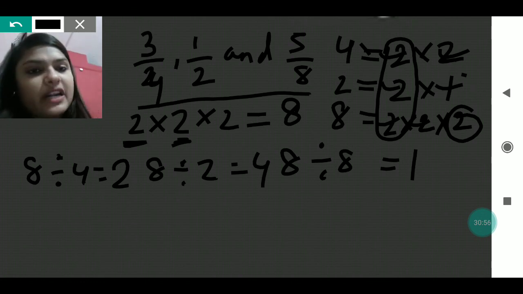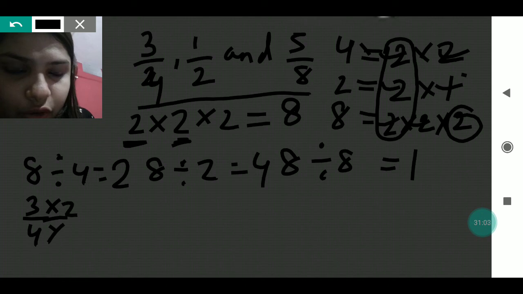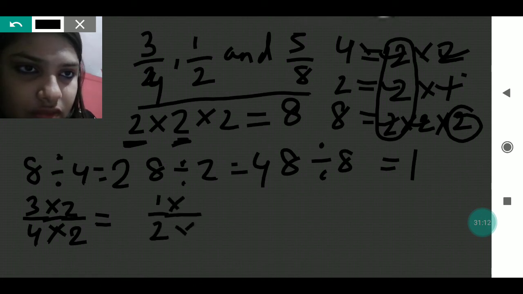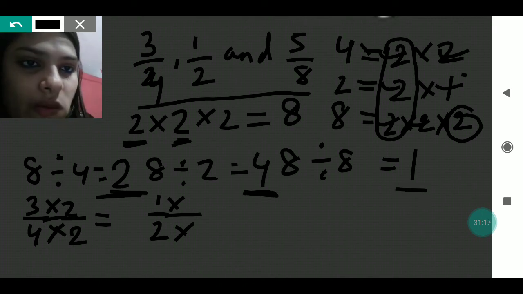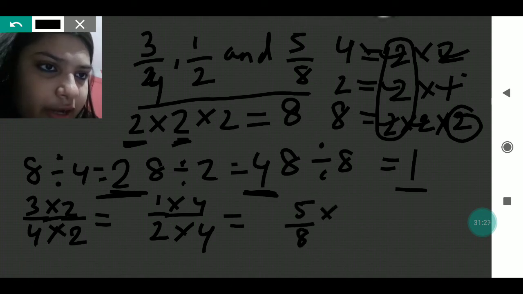Now you just have to multiply, nothing more. 3 by 4 into 2 by 2. Okay, now 1 by 2 into, what you have got, 4 by 4, then 5 by 8 into 1 by 1. Do it.